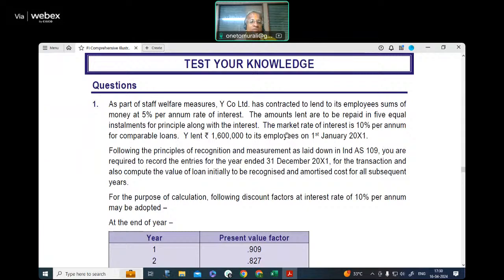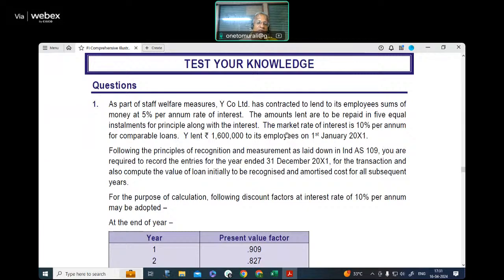As part of staff welfare measure, Y Company Limited has contracted to lend to its employees sums of money at the rate of 5% per annum rate of interest. The amounts lent are to be repaid in 5 equal installments of principal along with the interest. The market interest rate is 10% per annum for comparable loans. Y lent 1.6 million to its employees on 1st of January X1.